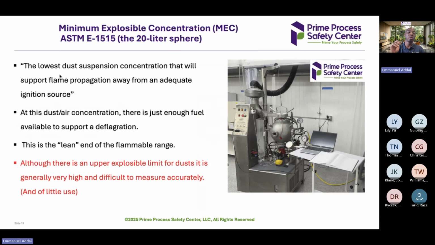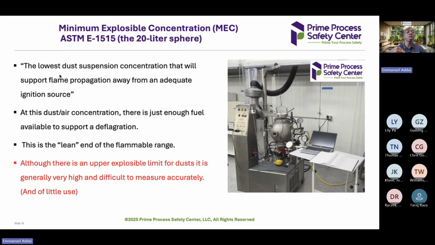So the first thing is to know the minimum explosive concentration. As I mentioned initially, it is the lowest dust suspension concentration that will support flame propagation. That is the most important thing there. At that particular concentration, there's just a low amount of fuel or material to combust. So normally we call it the lean side. Normally the pressure ratio at this point is always low because you are on the lean side, and I'll show a diagram to explain this to you very soon.